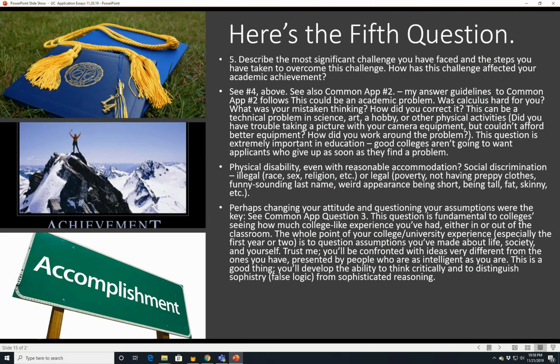Speaking of number 5, here we go. Describe the most significant challenge you have faced and the steps you have taken to overcome this challenge. How has this challenge affected your academic achievement? So you can see number 4 above. Of course, number 4 refers to number 5. But anyway, you can see also Common App number 2. My answer guidelines to Common App number 2 follow.